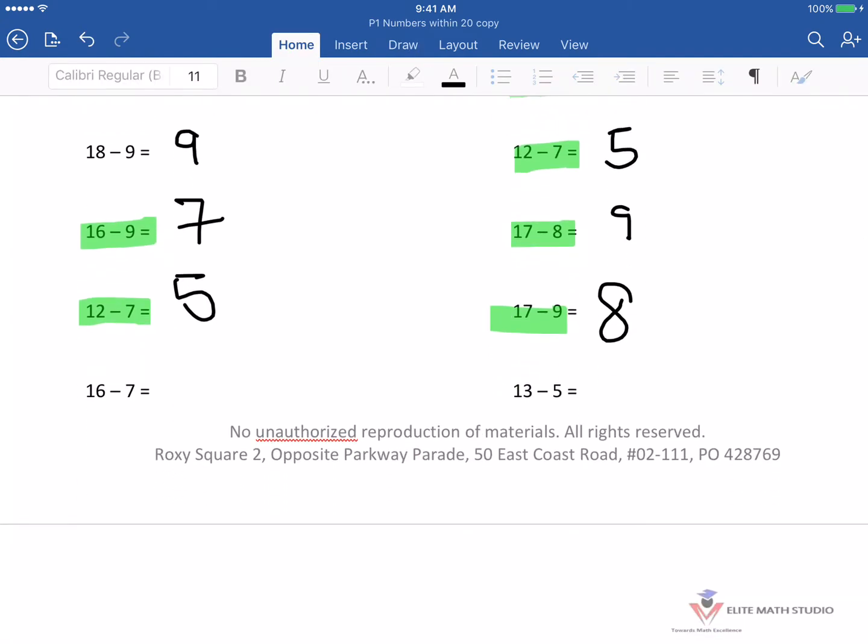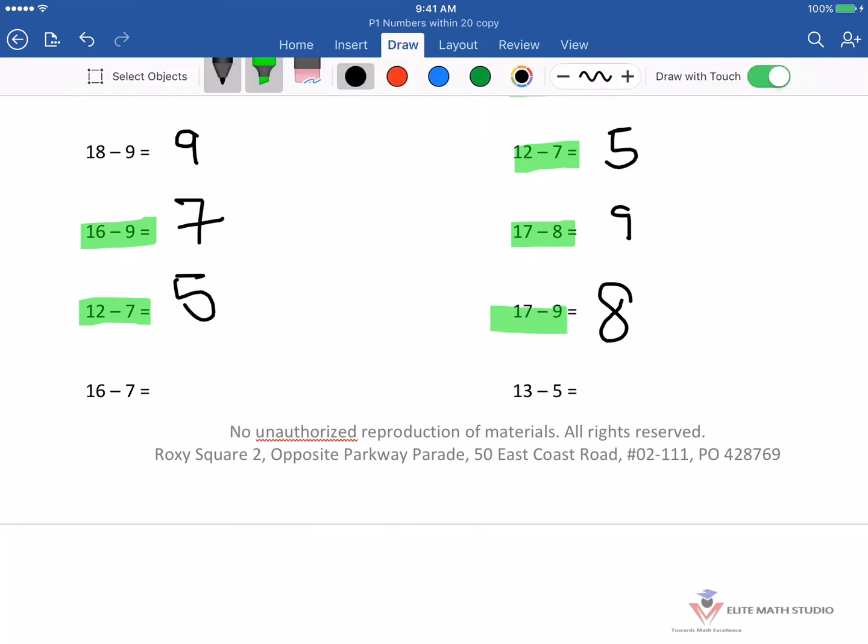Okay, that's the last two examples. 16 minus 7 is equal to 9. 13 minus 5 is equal to 8.